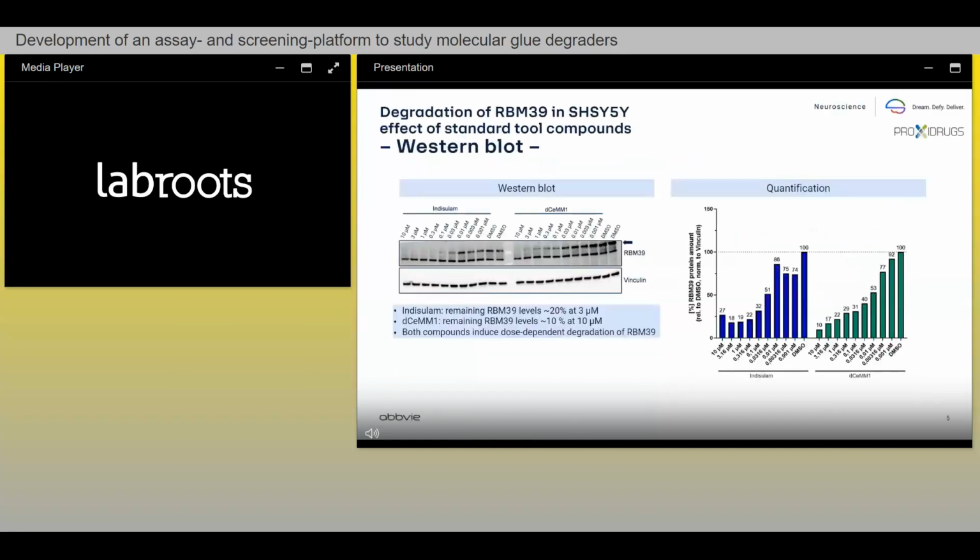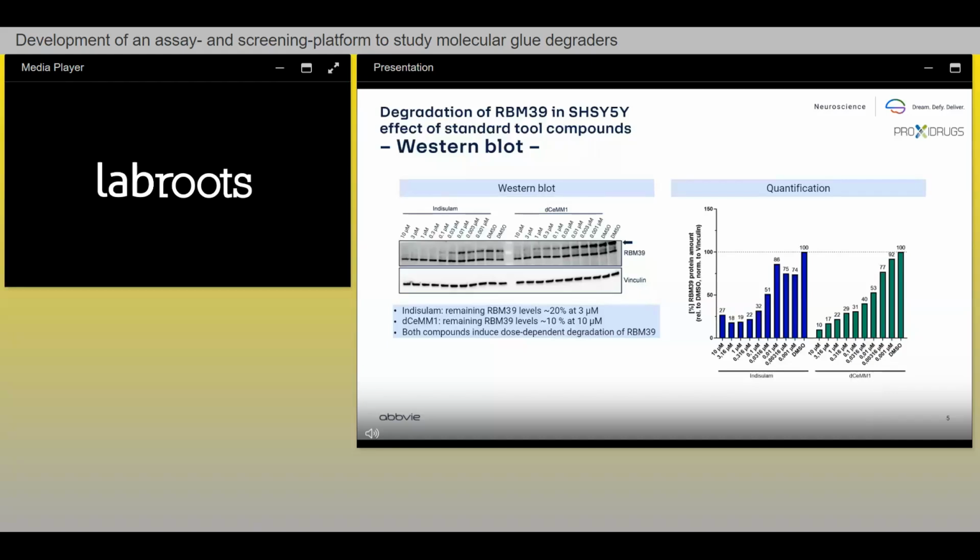Now, we also wanted to have a closer look and compare the HTRF performance to the regular Western blot, which is, of course, lower in throughput and much more labor intensive. What we could see here, if you have a look at the Western blot, again, you see the dose response on top for Indisulam and DSM-1. You can see on the top RBM39. Please make sure to have a look at the top row of bands here. The lower one is unspecific. And then you also find vinculin, which we use as our housekeeping protein to normalize our data to.